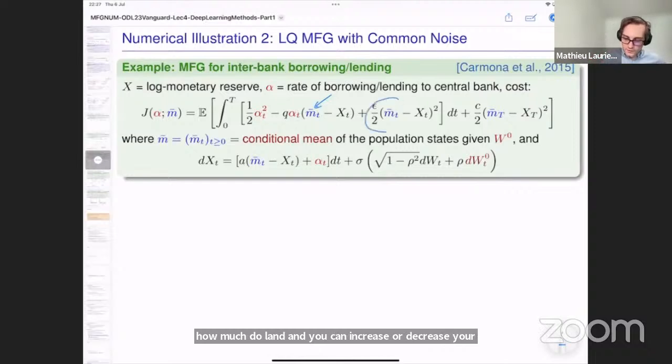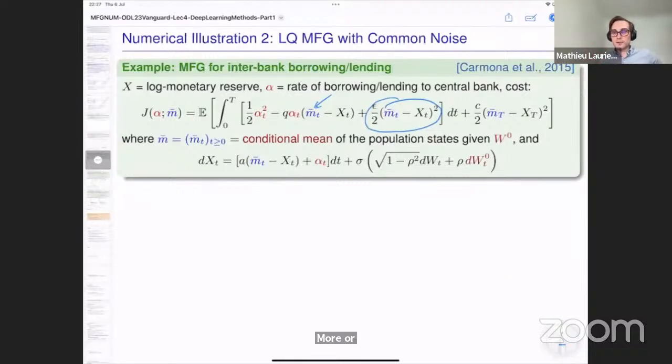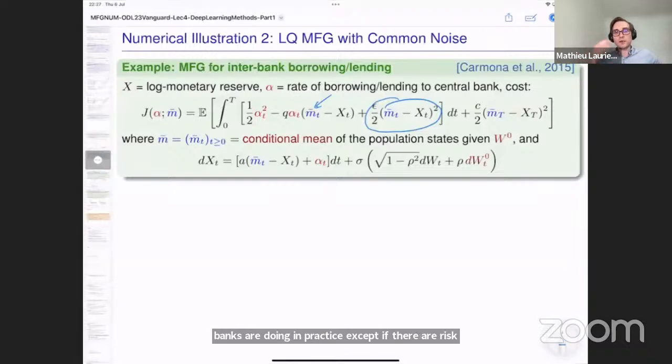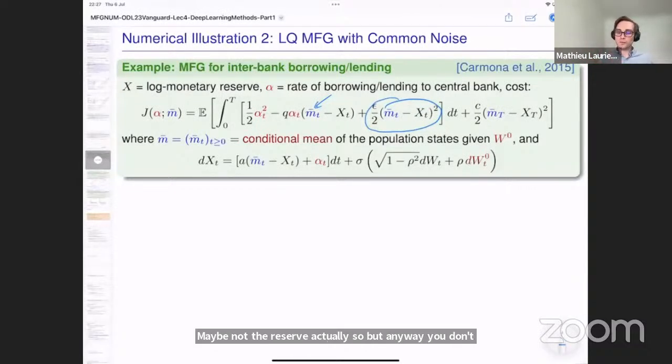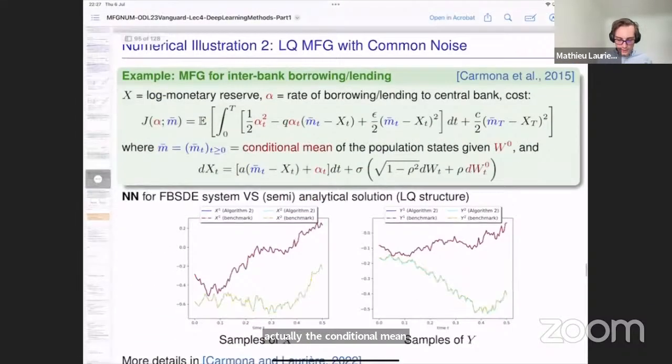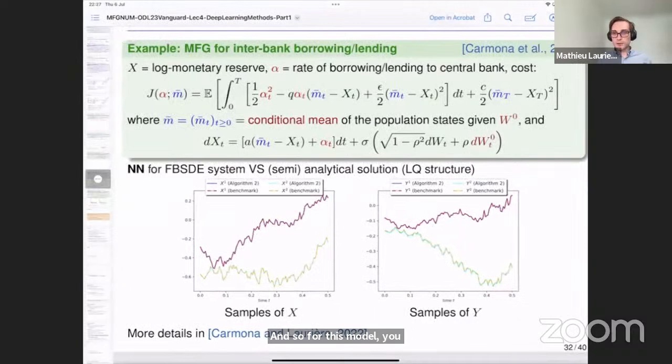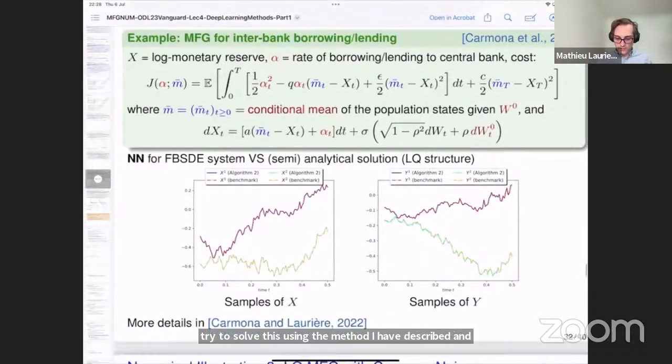And in this very simplistic model, the goal is to follow the mean, more or less, which is probably not necessarily what banks are doing in practice, except if they are risk averse, maybe you follow the mean, but even in that case, you probably try to maximize something else, maybe not the reserve actually. But anyway, this is what happens in this model. And this model incorporates common noise. So M bar is actually the conditional mean. And for this model, you can check the deep learning method for FBSDEs. So you take your mean-field game, you write the McKean-Vlasov FBSDE, and you try to solve it using the method I have described. And in this case, it works well.